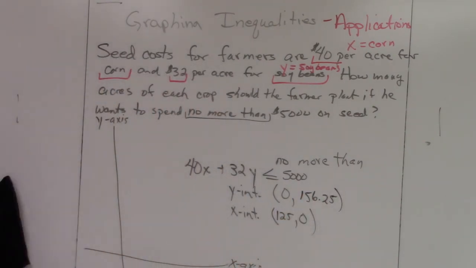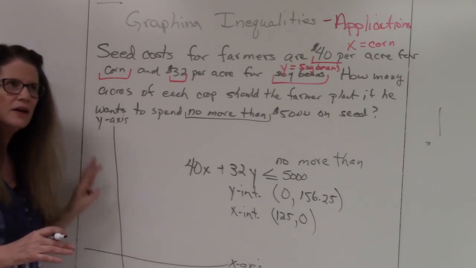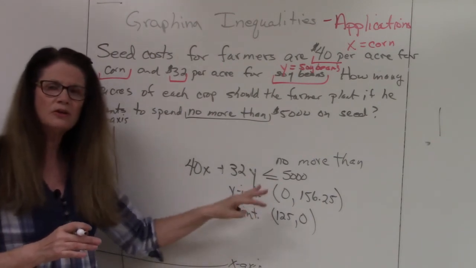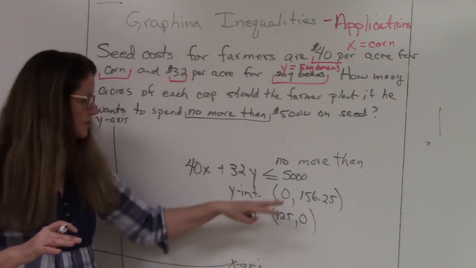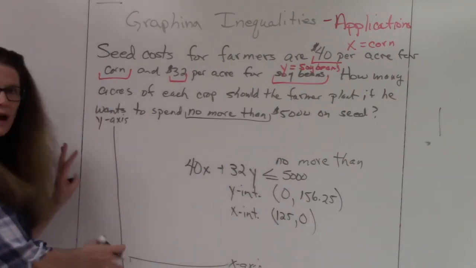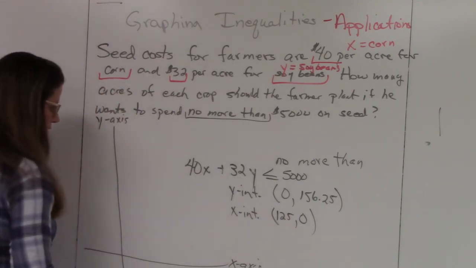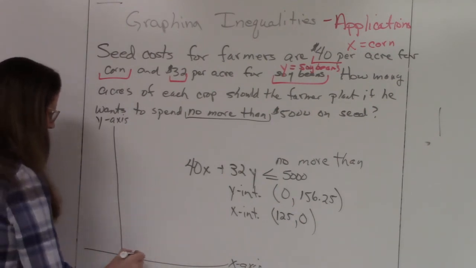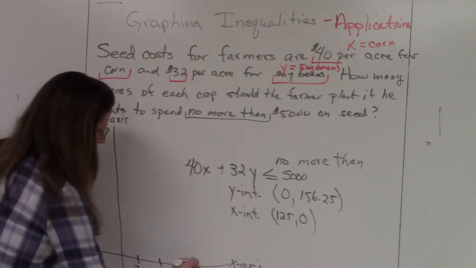Okay, now where the applications come in is that we have to create our graph to fit our inequalities. That's why you always want to get your y and x intercepts first, always. So find your y and x intercepts, get those values, and then make your graph fit whatever those values are. I know my x-intercept is going to be at 125. You can go by 5s, by 10s, or by 25s. For our purposes, I'm going to go by 25.